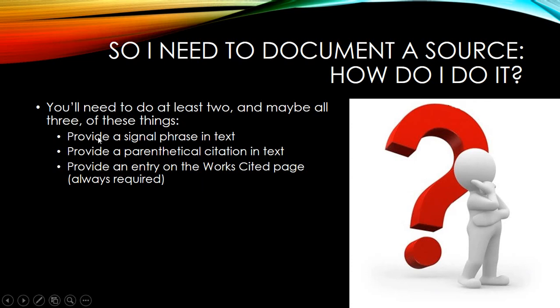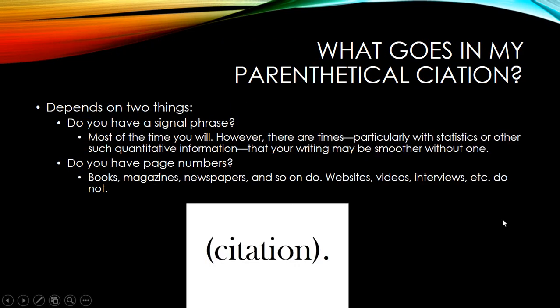And then there's always going to be one of these 2, either a signal phrase or a parenthetical citation, and many times you're going to end up having both. So minimum of 1, 2, possibly all 3 of these things going to appear. So let's talk more specifically about them.